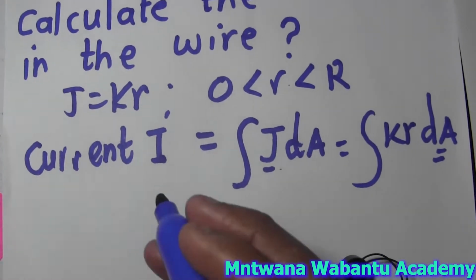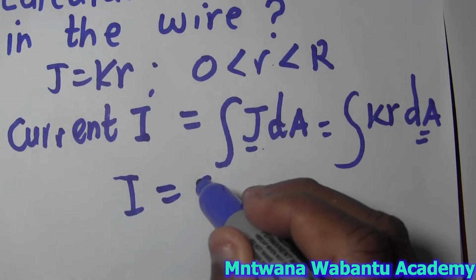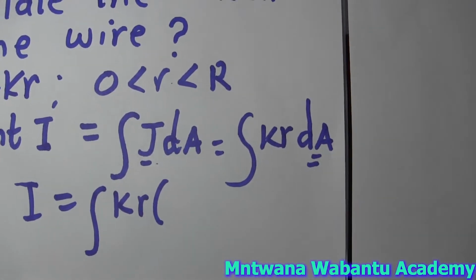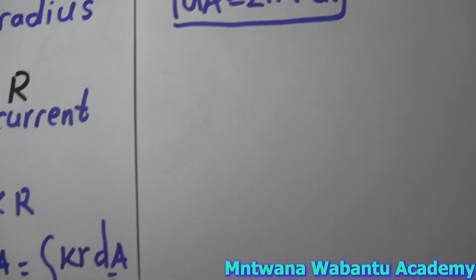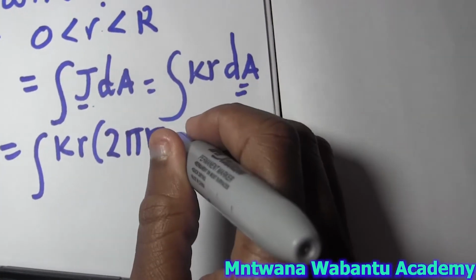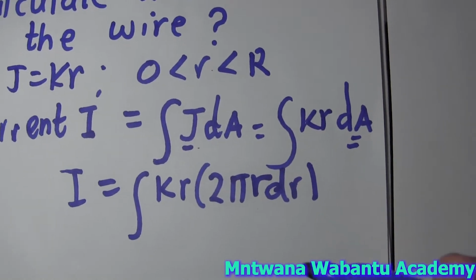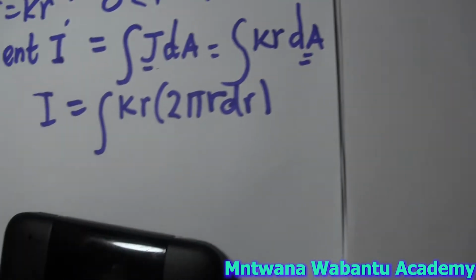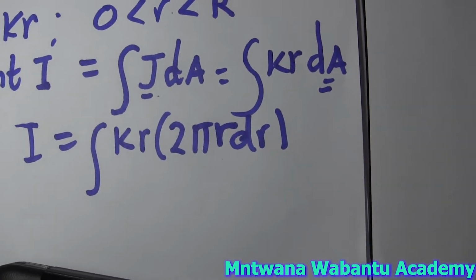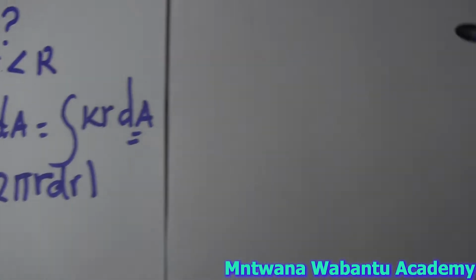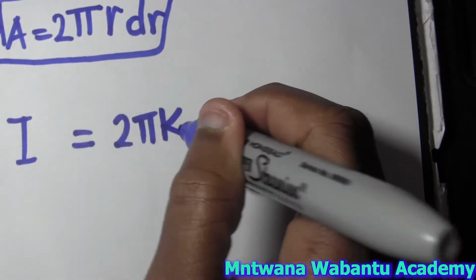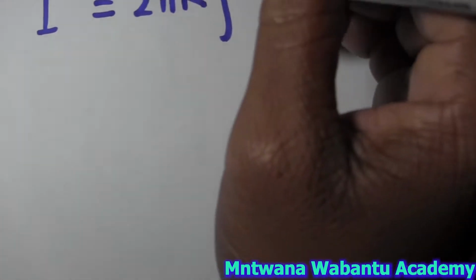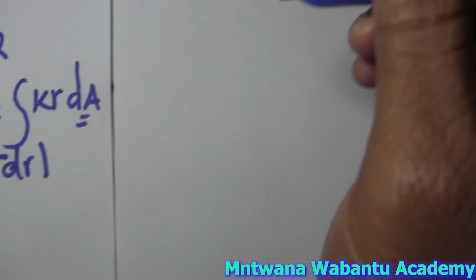So now our current I equals the integral. K is just K, R is just R, and dA is represented by 2 pi r dr. Remember, your integration has to do with r, so the constant terms have to go to the back. Our constant is 2 pi k, so 2 pi k goes behind. We still have the integral, and r times r is r squared, so we have r squared dr, because we are left only with dr.